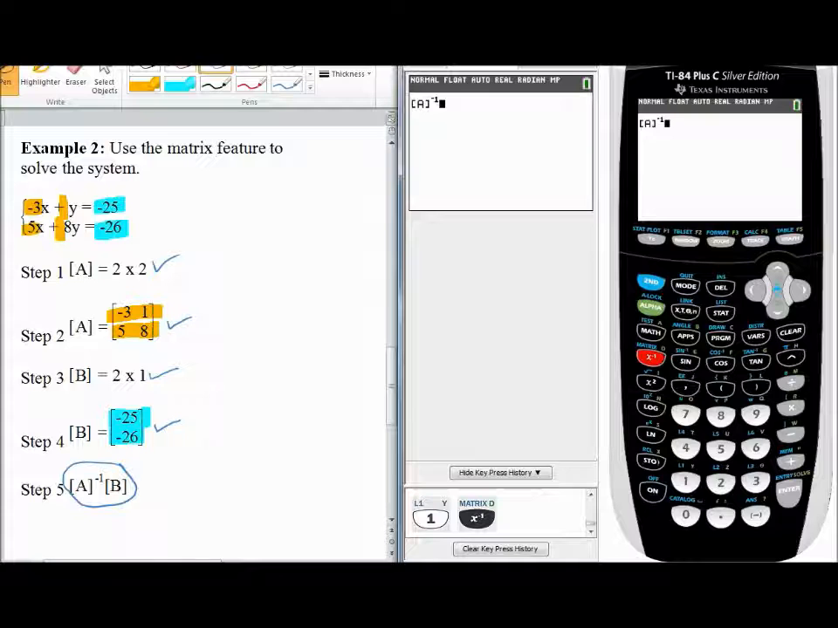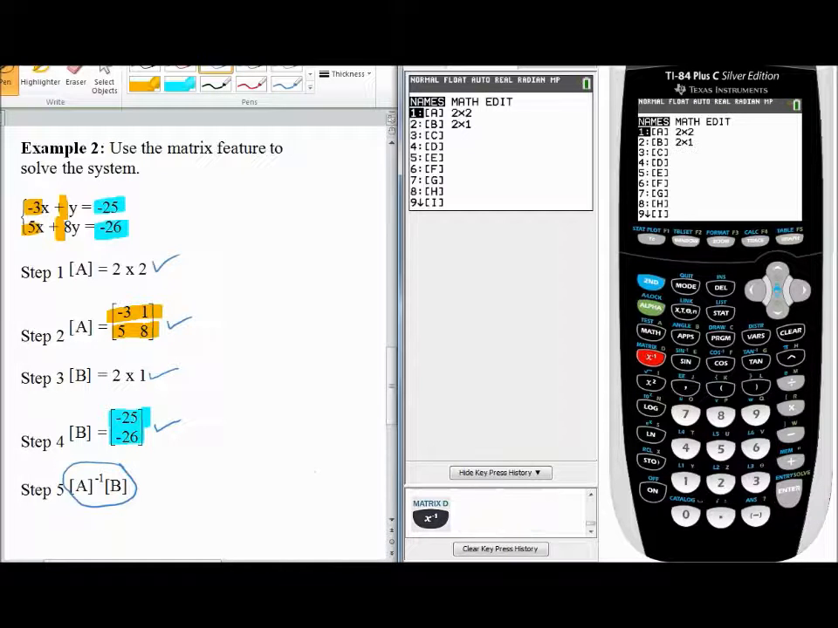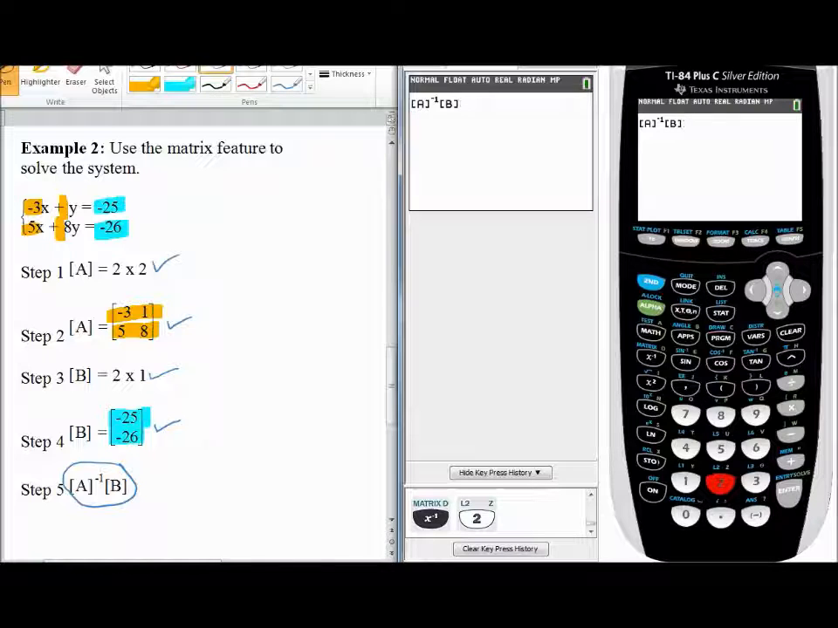Okay? Now I need to put that matrix B there. The way I do that, I hit second, matrix again, that x to the negative 1. This time I want matrix B, so I have to hit number 2. And it puts matrix B there. Now you'll see that my calculator screen looks exactly like what I put here for step 5. Exact same thing. Now I just want to hit enter.